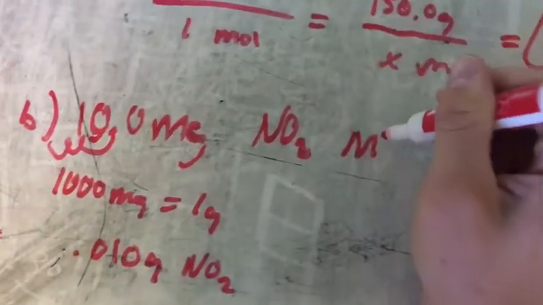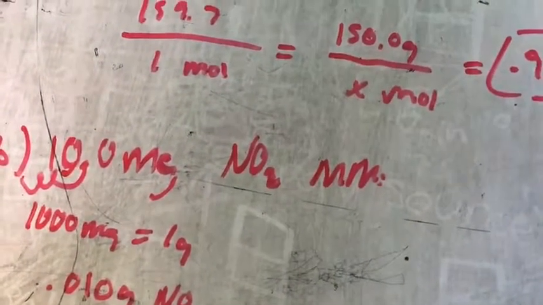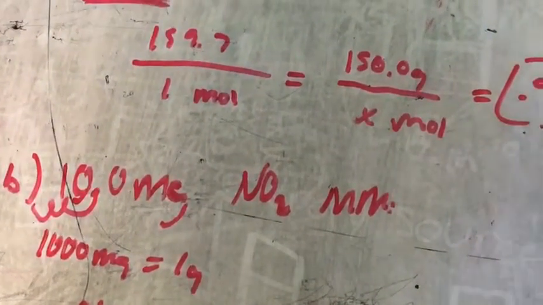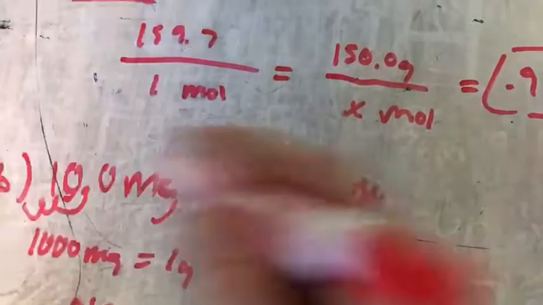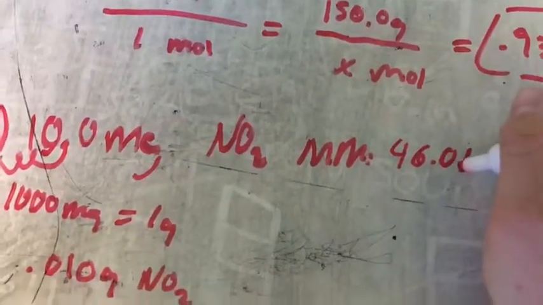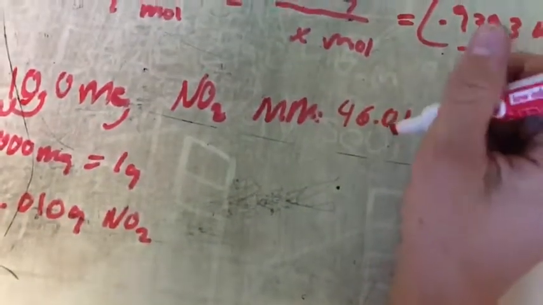So the molar mass of NO2 is 46.01. And we found this number from using the molar mass values in the periodic table and what we learned from example 1 and 2.